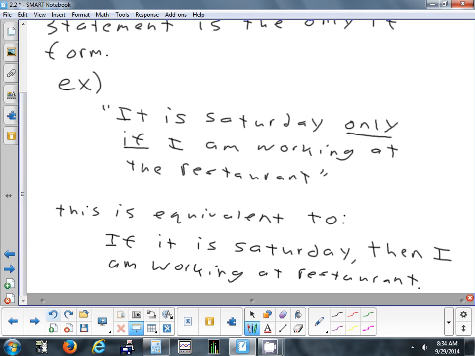Okay, so you've got to read the sentence carefully and see, does it have the words only if, or does it have the word just if? And then you can use that knowledge to rewrite it as an if-then statement. Any questions? So it's just something you've got to remember. When it's got only if, keep it in the order it's in.